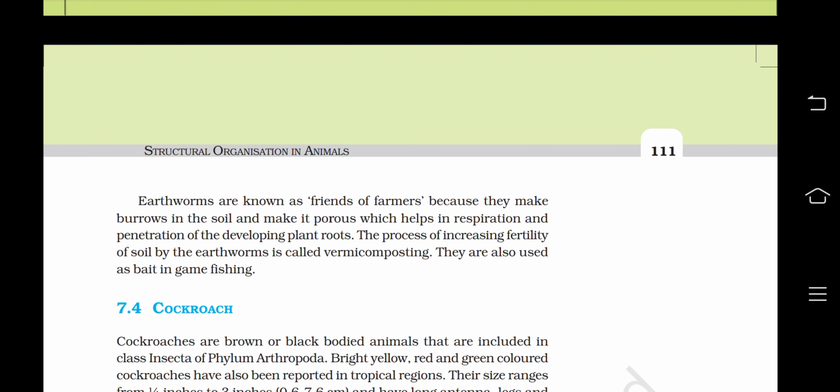Earthworms are known as friends of farmers because they make burrows in the soil and make it porous, which helps in respiration and penetration of developing plant roots. The process of increasing fertility of soil by the earthworm is called vermicomposting. They are also used as bait in game fishing.